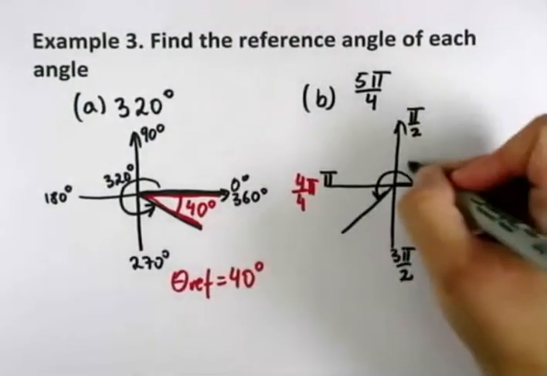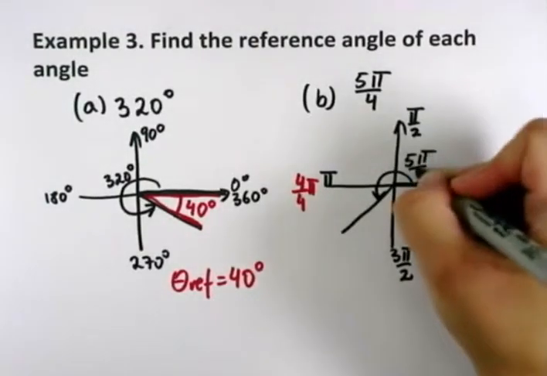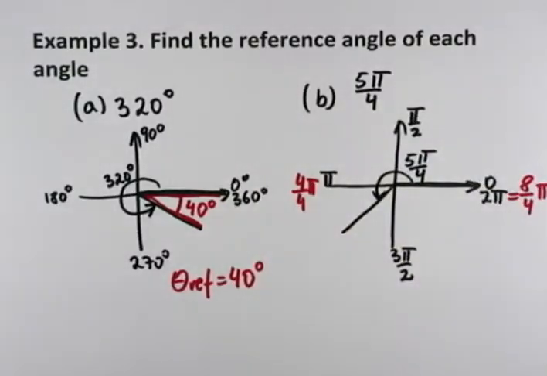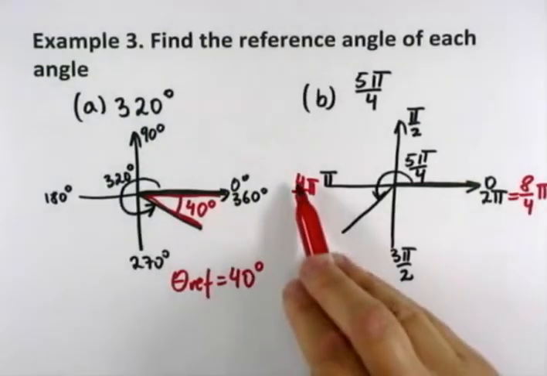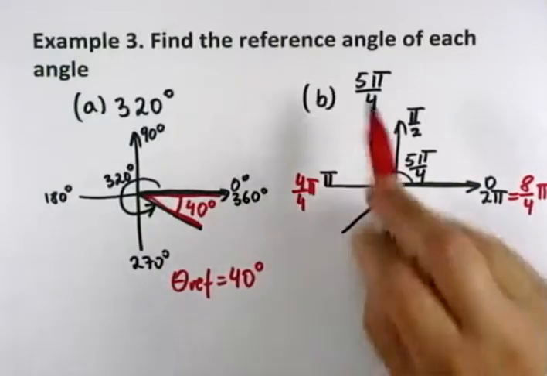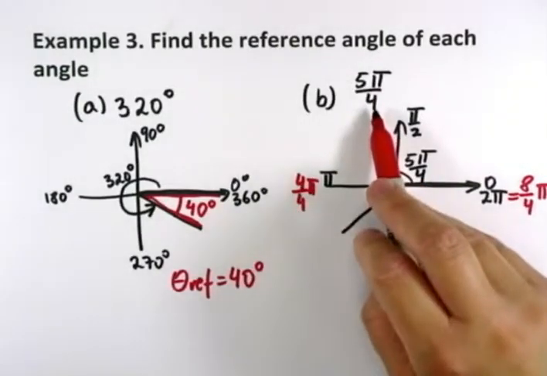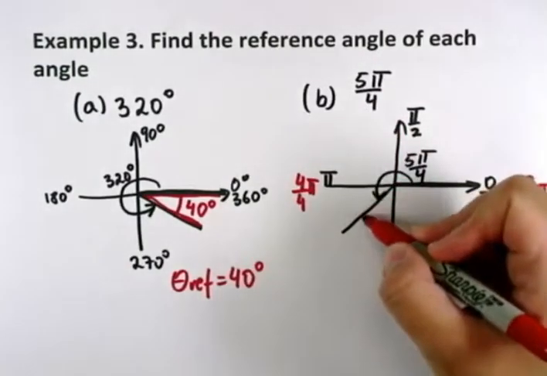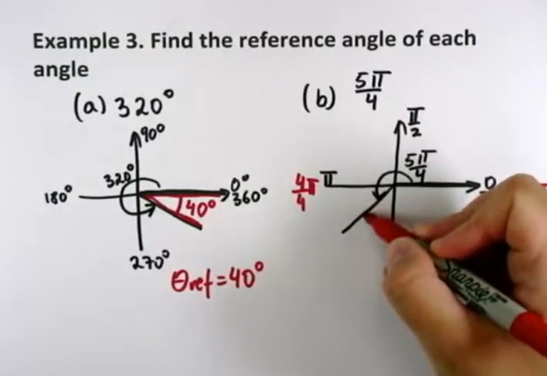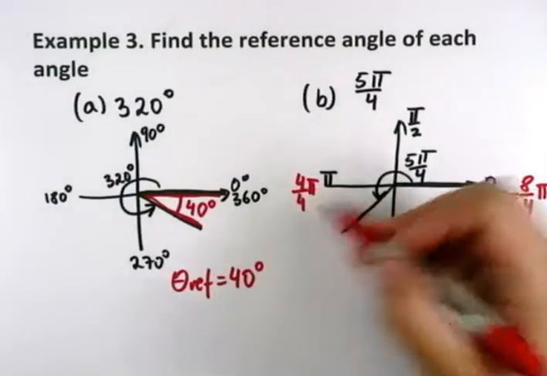The whole one is pi over 4. Pi fourths, 5 fourths pi. And now, how much more did we go? We have 4 over 4 to get 5 fourths. How much did we go? 1/4. So this one is 1/4 farther than 4 fourths, right?